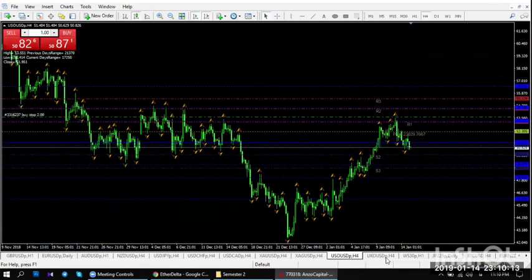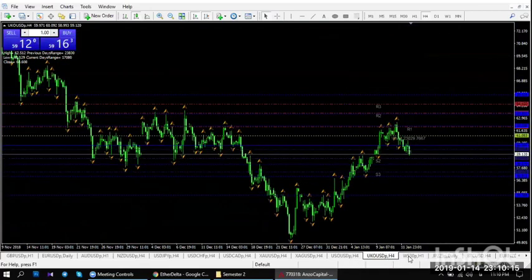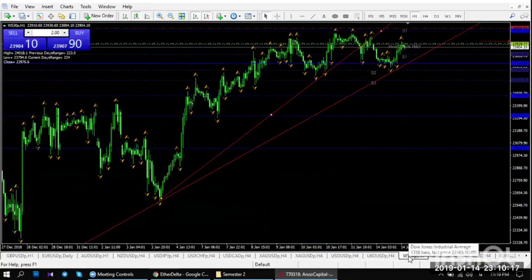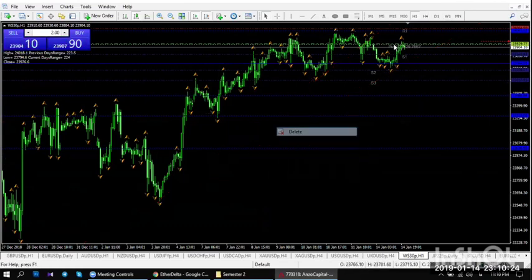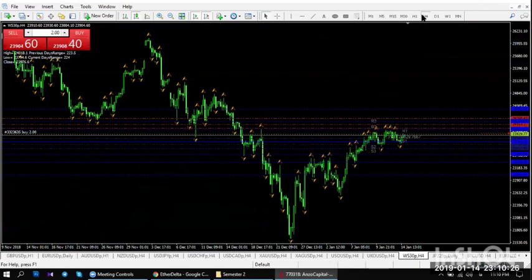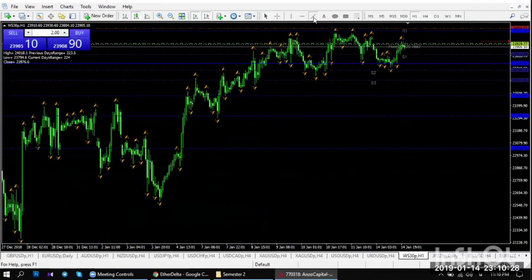Let me check other charts as well. In Dow Jones, this has happened yesterday. You see it happening in Dow Jones.